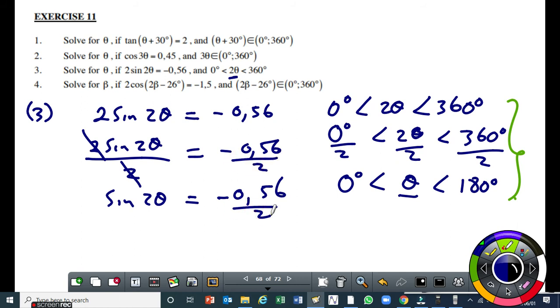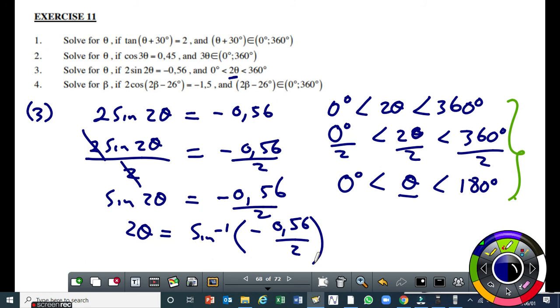Alright? Then let's find the reference angle. The reference angle is the angle that you get when you use your calculator. That's the reference angle. So from here, you drop the sine on the left, you get 2 theta equal to shift sine of what? Minus 0.56 over 2. Now this is a negative. It means we need to consider the quadrants, in which 2 quadrants is sine negative. It's the third and the fourth. So we must get 2 angles, one in the third quadrant, the other one in the fourth quadrant.